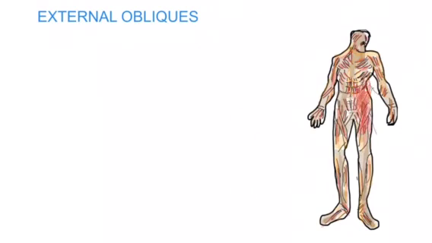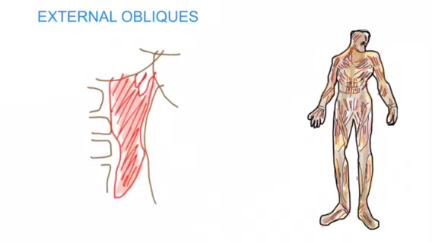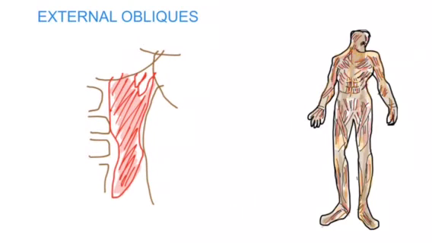The external obliques are found in the side of the trunk area. Its origin is at the lower 8 ribs, and it inserts at the iliac crest. It assists in the action of flexion and rotation of the trunk area.